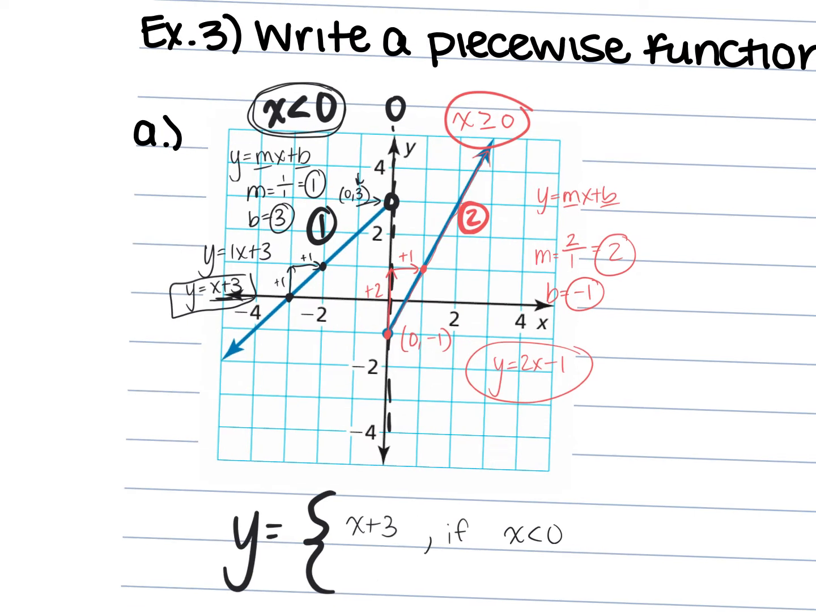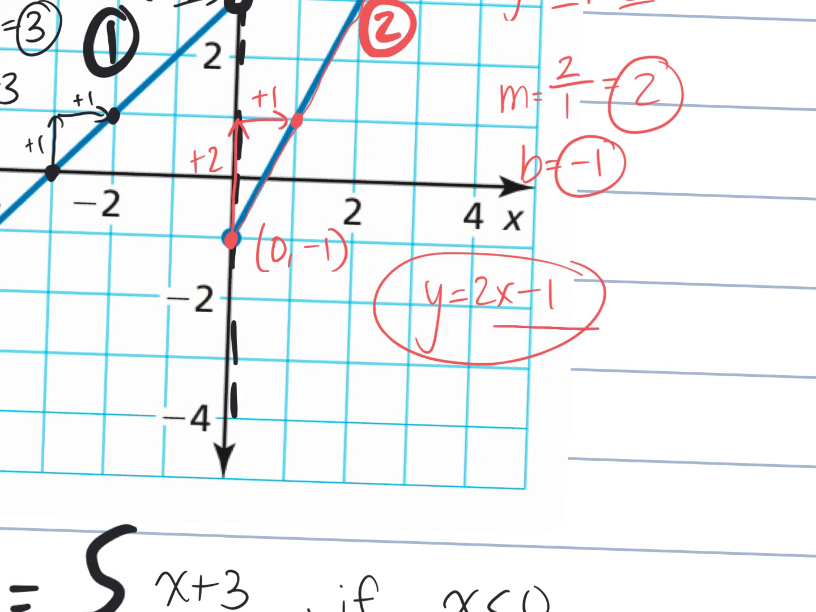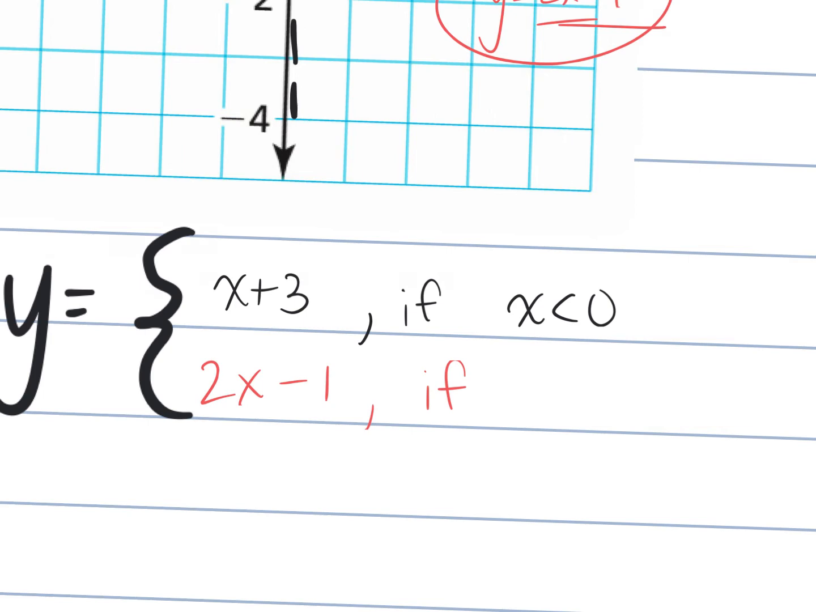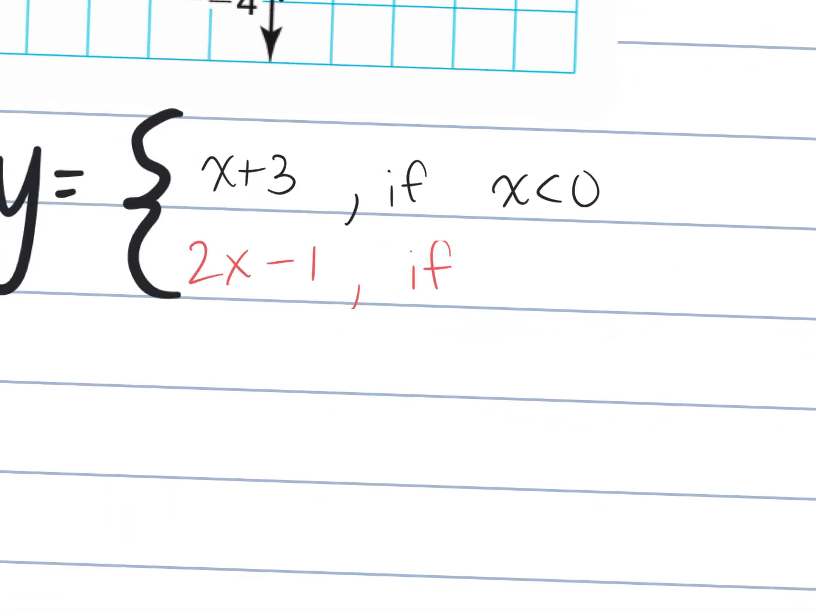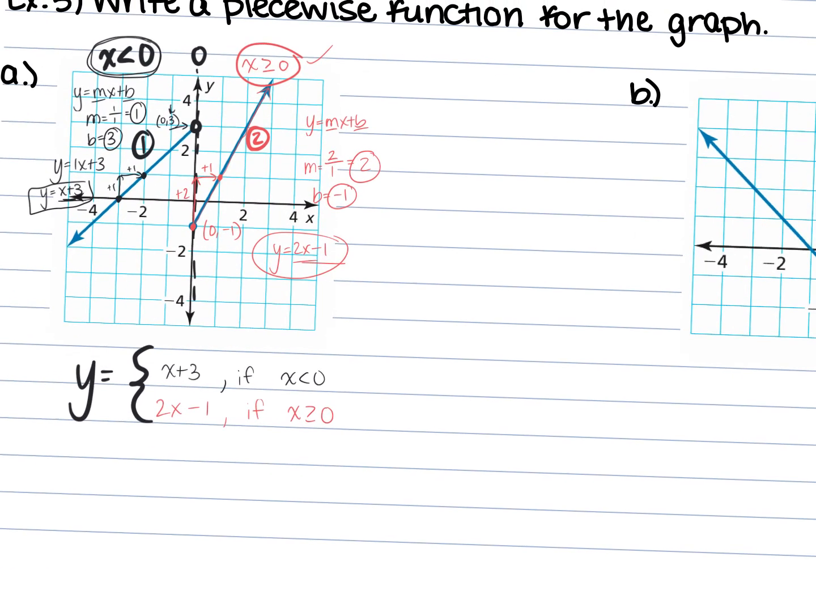So that's piece number 1. Piece number 2, we do the same thing. So y was equal to 2x minus 1. That's the equation of the line. So we write 2x minus 1. But only if our x values, then we use this piece, were greater than or equal to 0. Okay, so we're done. Okay, let's move on to the next one.